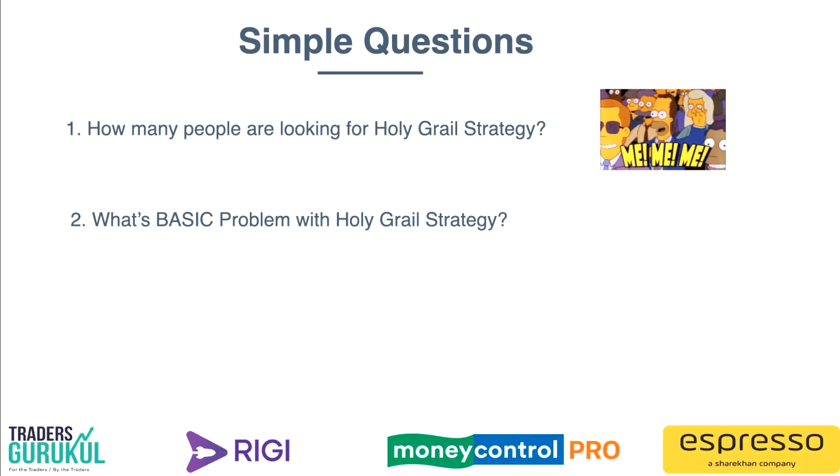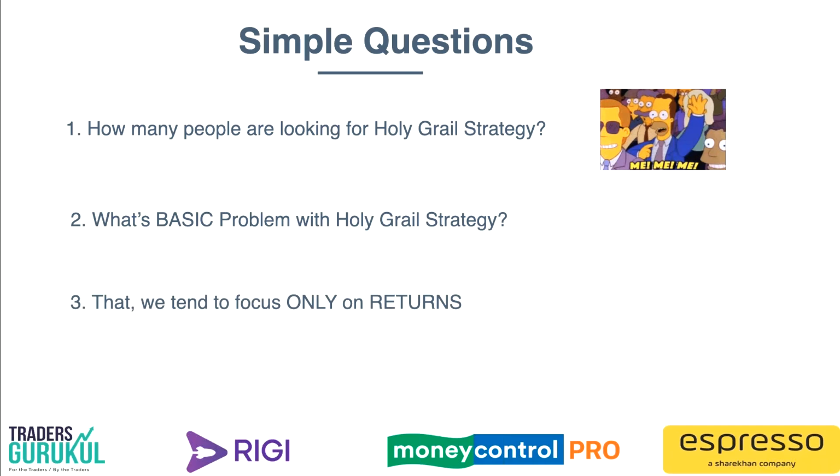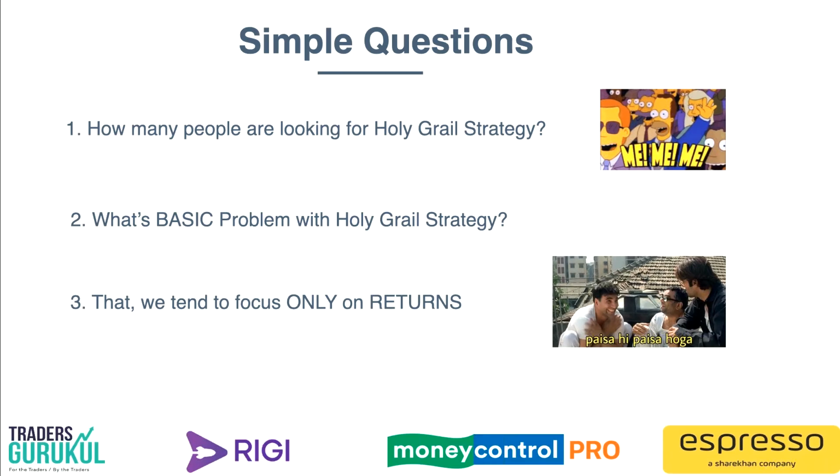But what is the basic problem with the Holy Grail strategy? You might ask this. The basic problem is that they tend to only focus on the returns. Paisa hi paisa, if you understand Hindi. So in Holy Grail strategy, it is very simple for me. Like in today's session, rather than saying that it's a high risk, high reward strategy, let's discuss a low risk, decent reward strategy. I could have said that I have a strategy which gives 300% a year. I am dead sure many would be more interested in listening because we all want a Holy Grail quick bucks.